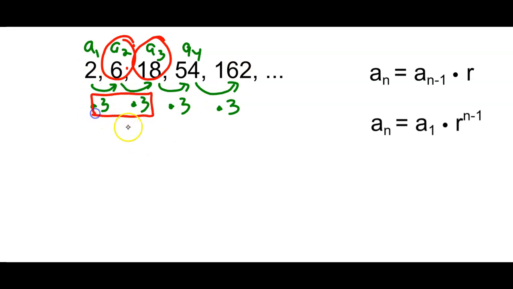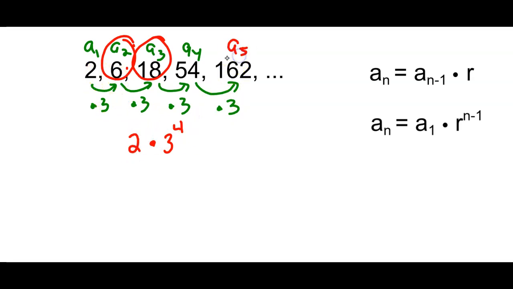3 times 3 is the same thing as 3 squared. So 2 times 3 squared would give me 18. Or I could say 3 times 3 times 3 is the same thing as 3 to the third. So 2 times 3 to the third would give me my 4th term. Or lastly here, notice I'm multiplying it 4 times, or 3 to the 4th times this 2 would give me my 5th term.